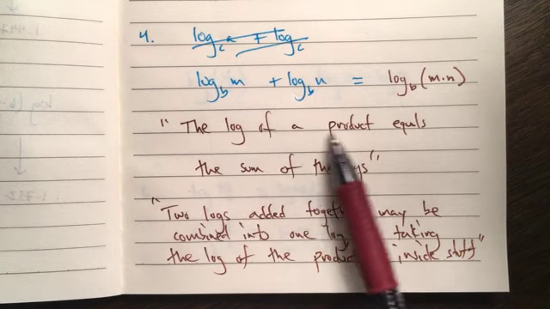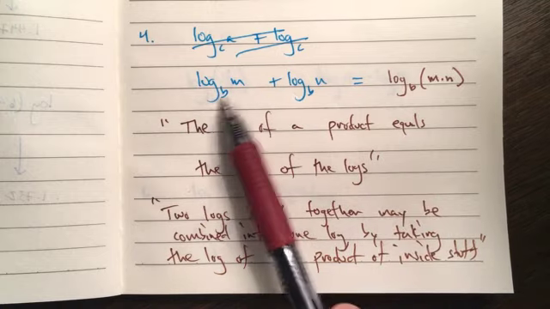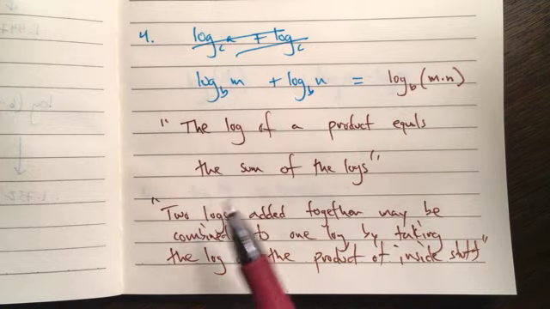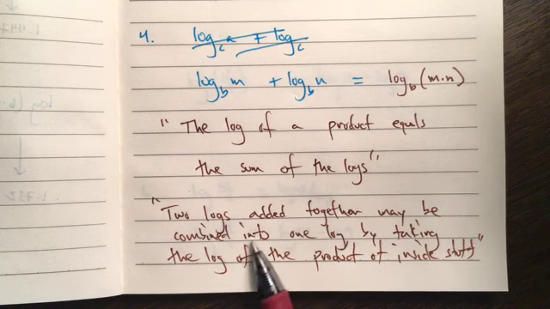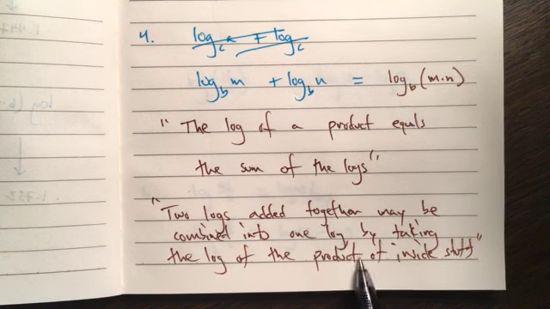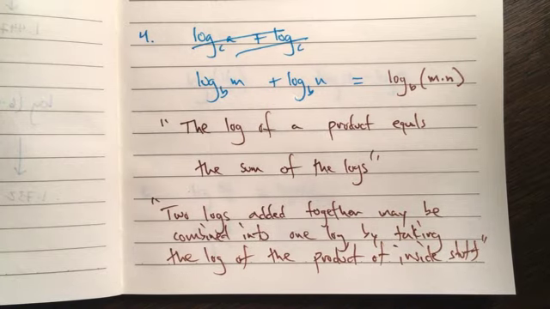So the log of a product, the log of two things multiplied, equals the sum of the two logs. If you want to put two logs together that are added, you may combine them into one log by taking the log of the product of the inside stuff. That is the m and the n.